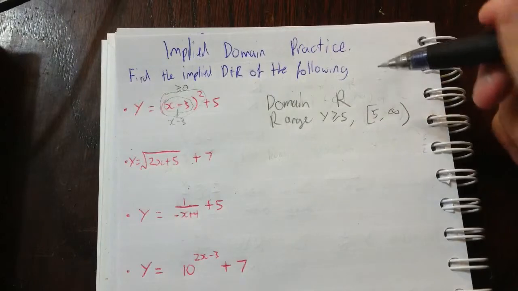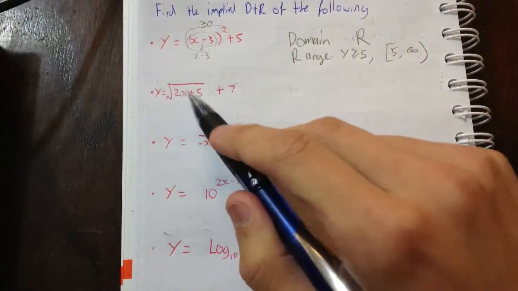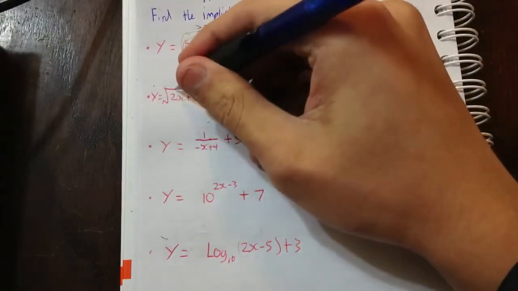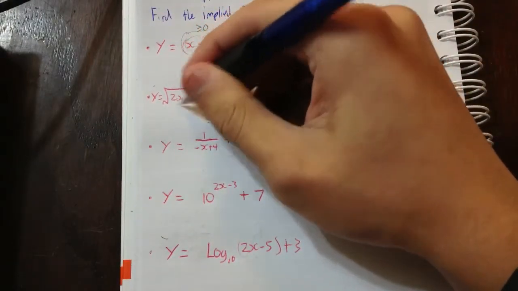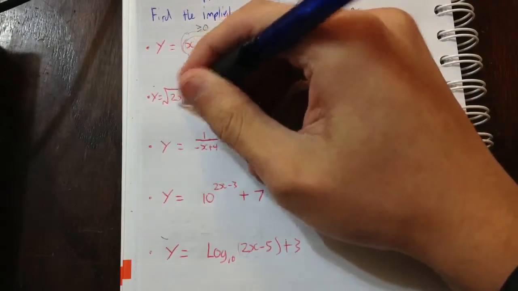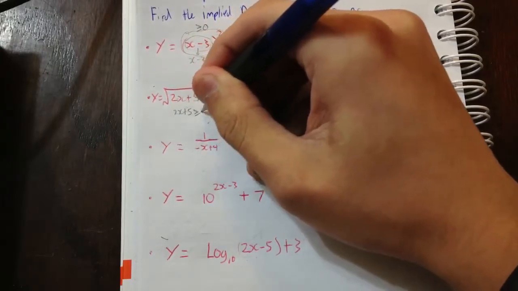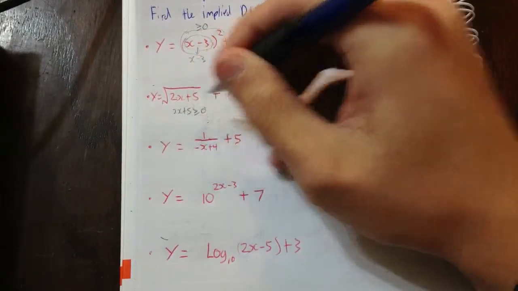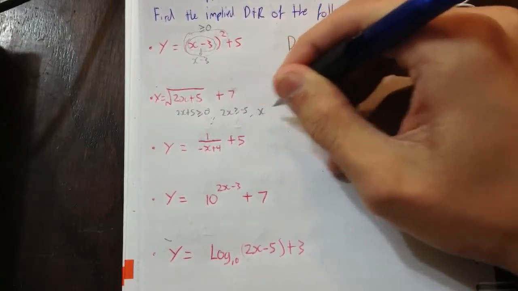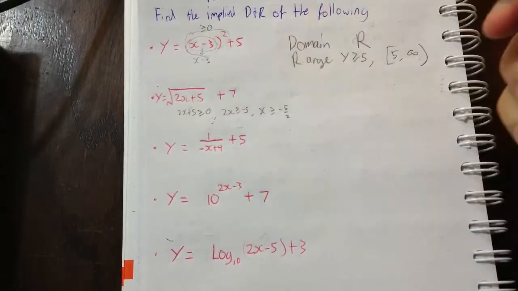Okay? So we can apply this technique to the next question as well. If we have y equals the square root of 2x plus 5, plus 7, what's the domain? First we know that whatever we square root, we have to square root a positive number or 0. Or whatever has to be greater or equal to 0. So we know that 2x plus 5 is greater or equal to 0, which means 2x is greater or equal to minus 5, or x is greater or equal to minus 5 on 2, because we take the 2 over.